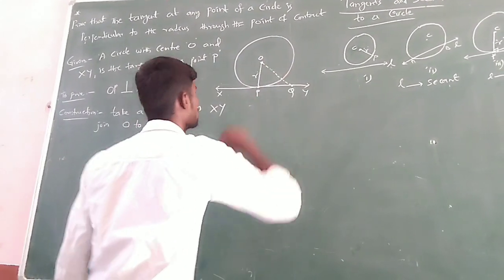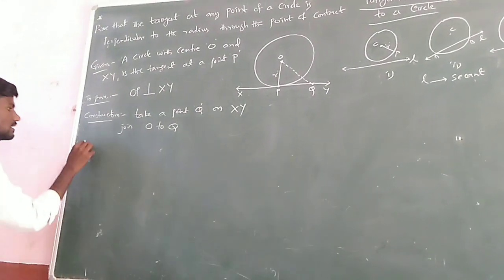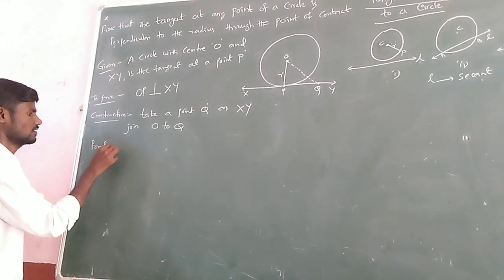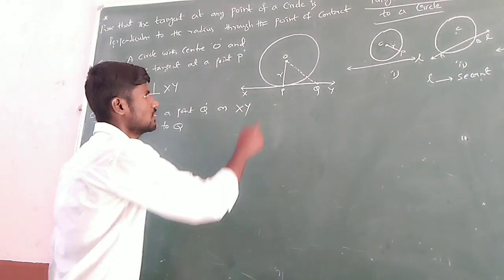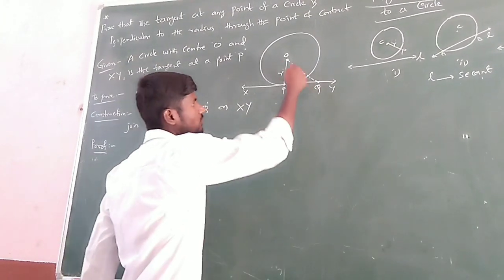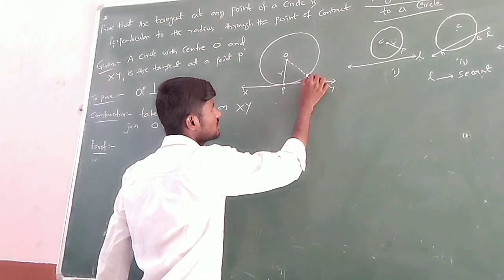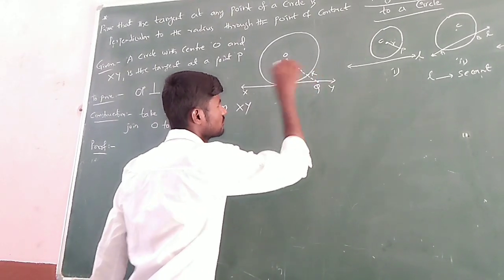Okay, now we are joining. Coming to the proof part, see here, it's easy. You don't get confused. Let us clearly observe here. If we join O to Q, that line OQ touches the circle at a certain point. Let us take that point as R.